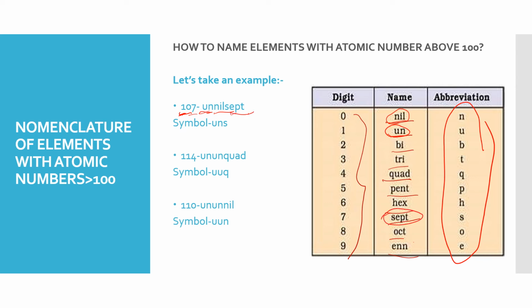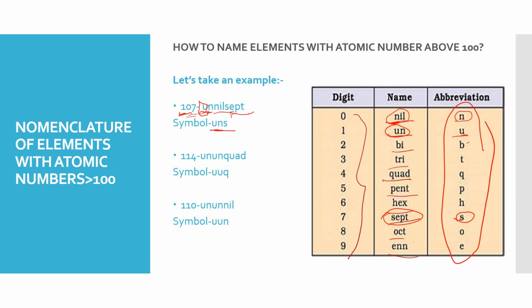The symbol for this will be taken as the first letter of each name. For 1 it is un, so the first letter of un is u. That's why we have taken u here. Next is 0. For 0 it is nil, so the first letter is n. So we have taken n as the next letter in the symbol. Next is 7. 7 means sept and the symbol for sept is s. So we have taken u, n and s.